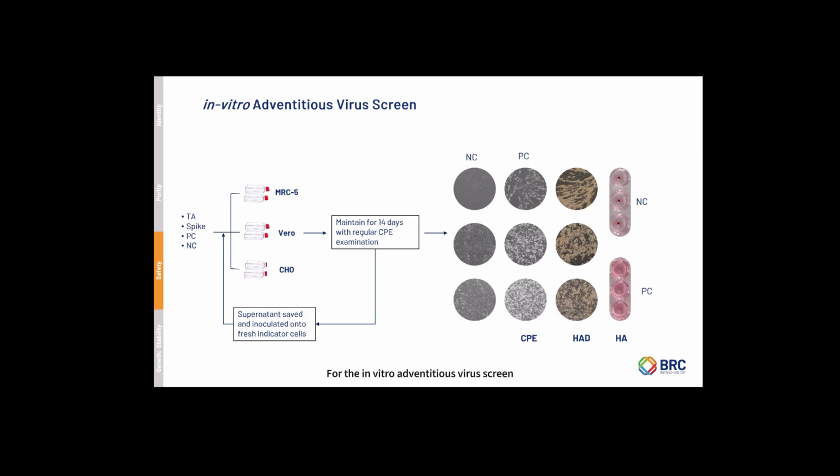For the in vitro adventitious viral screen, a 3-indicator cell method is used, employing MRC5, Vero, and CHO cells as indicator cells. After 14 days of culture with regular CPE examination, a blind passage is performed and then cultured for an additional 14 days onto fresh indicator cells. Throughout this process, the appearance of CPE is observed. If CPE is detected, hemagglutination and hemadsorption tests are conducted accordingly.